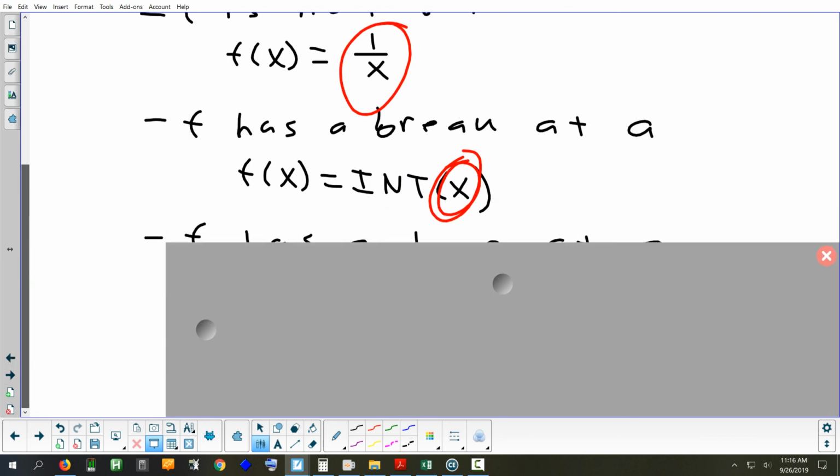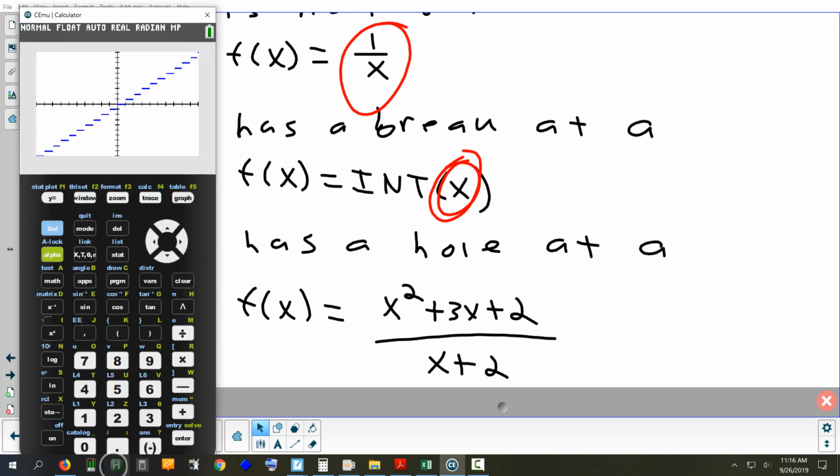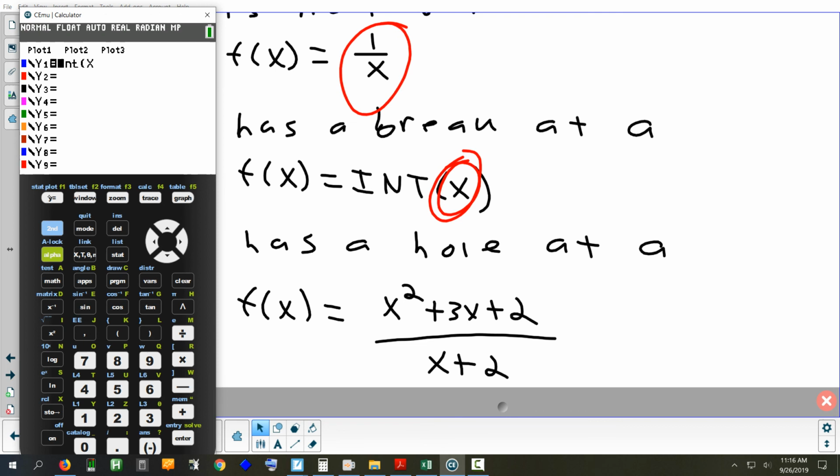And the third one is the trickiest. There's a hole in the graph. Now the problem with the hole is you can't see it. The only way you would know it was there is if somebody showed you the original problem, and then you know what to do from there. Okay, but let's graph that. Now, we know that you can't use what number in this problem? You can't use -2, right?